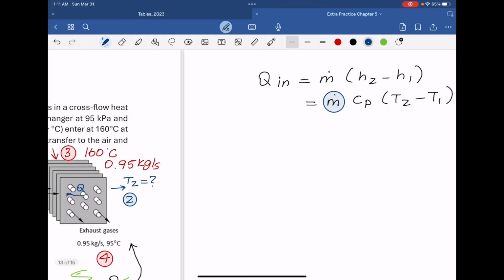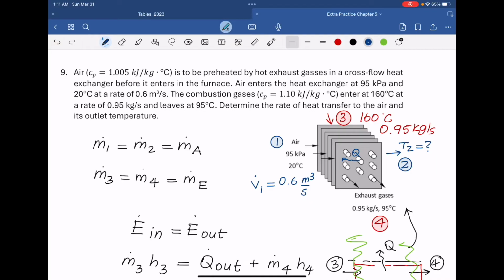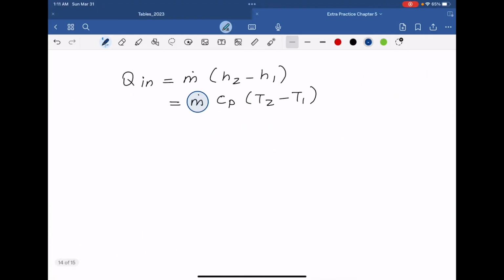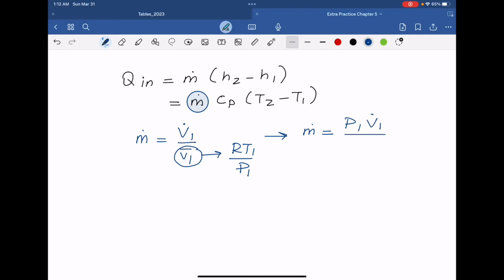They didn't give us mass flow rate for the air. Instead, they actually gave you volumetric flow rate. I think there is one way to do this. Mass flow rate is equal to volumetric flow rate over specific volume, and specific volume can be found from the ideal gas relation, right? It is going to be RT1 over P1. So in other words, if you want to find the mass flow rate, it is P1 volumetric flow rate over RT1.